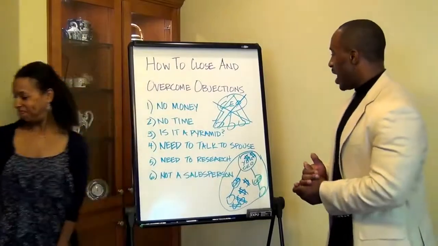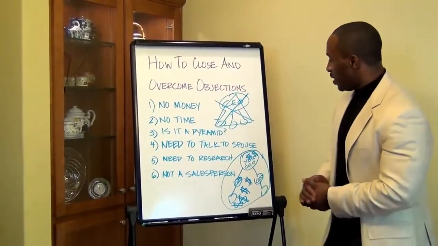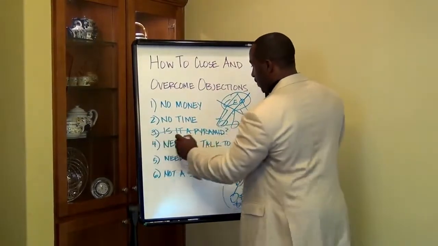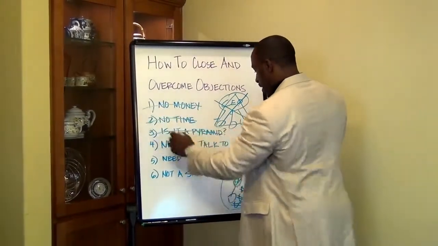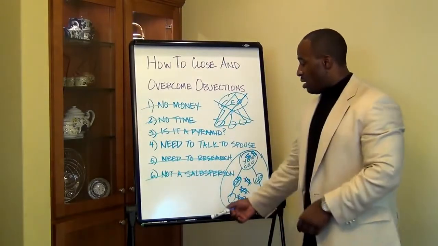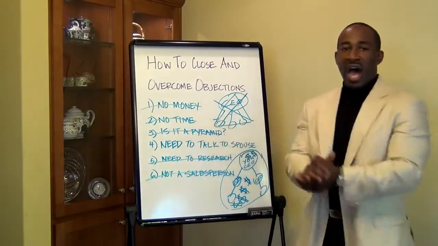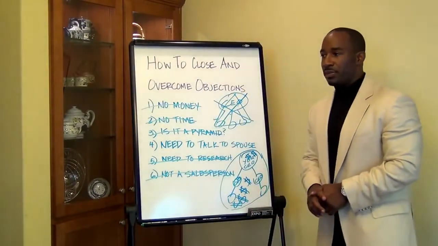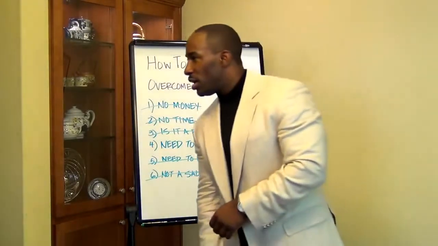All right. So we've done the pyramid, the no time, the no money, the research, and the salesperson. Now the last one to do is how we're going to handle the spouse. So let's come on up here. We're going to bring up Matt.